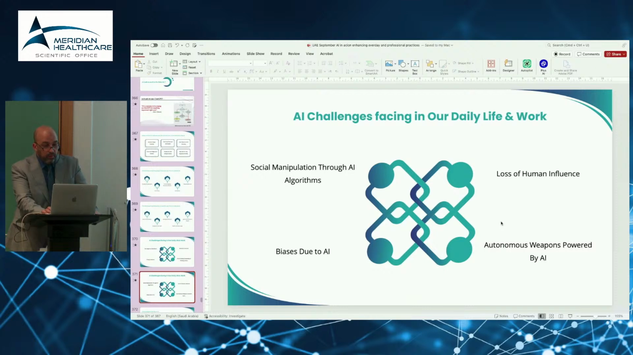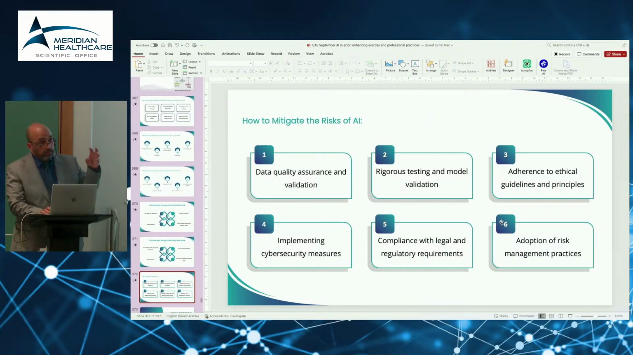Bias, as we mentioned, and autonomous weapons powered by AI. I think you have heard about the AI which killed one of the American pilots, by mistake, due to a bias in its algorithm. Because it is part of weapons and part of the war now, AI has a role in it. So we need to mitigate the risk of AI.